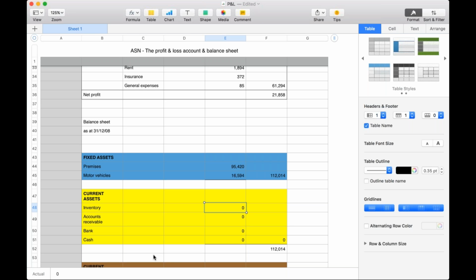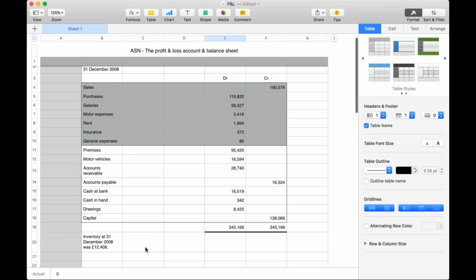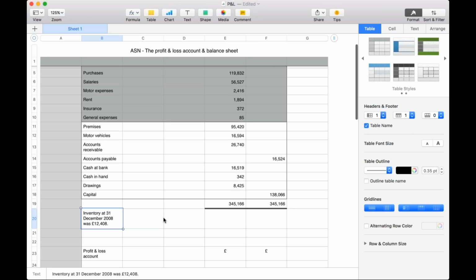Okay, so we're going to move on to current assets now. So in the yellow box. So inventory. Now inventory, stock, it's the same thing, but one very important point to note is that inventory in this circumstance was not in our trial balance. Now the reason that that was done is because the trial balance was drawn up as at the 31st of December. So this is the balance of all the individual codes as at that point in time. And the other thing that the business owner did was to do a stock take. So I just put a little note at the bottom of the trial balance to say the stock take was done on the 31st of December and the value was 12,408.